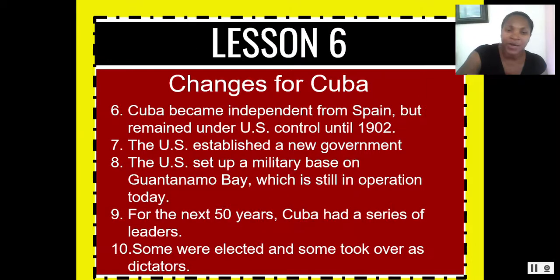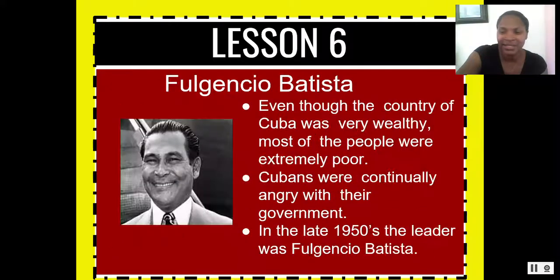So the US start their own new government system in Cuba. Then they set up Guantanamo Bay, where they have soldiers and whatever stationed there. And for the next years, Cuba had a series of rulers. Persons were elected, persons took over as dictators. It wasn't pretty. And here we have a background of Batista.